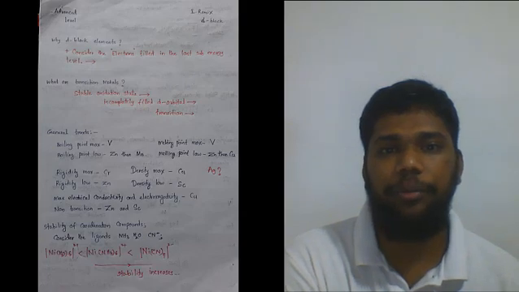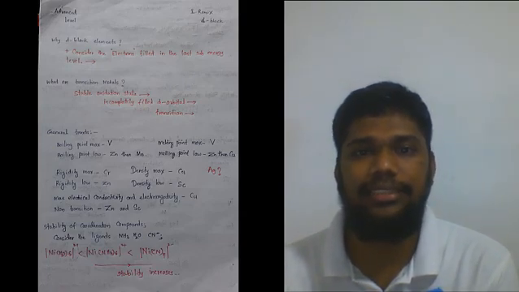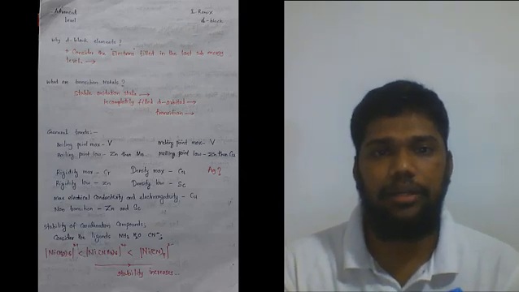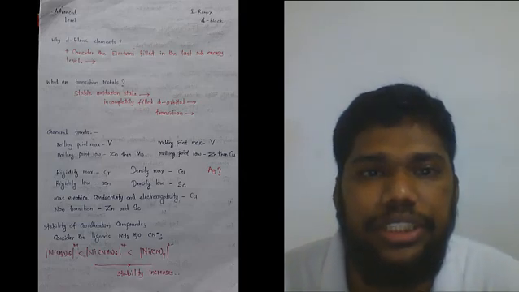completely filled d orbital or empty d orbital. If that is the case, they are non-transition. In between, the incomplete ones, they become transition. So that is the definition. Okay.